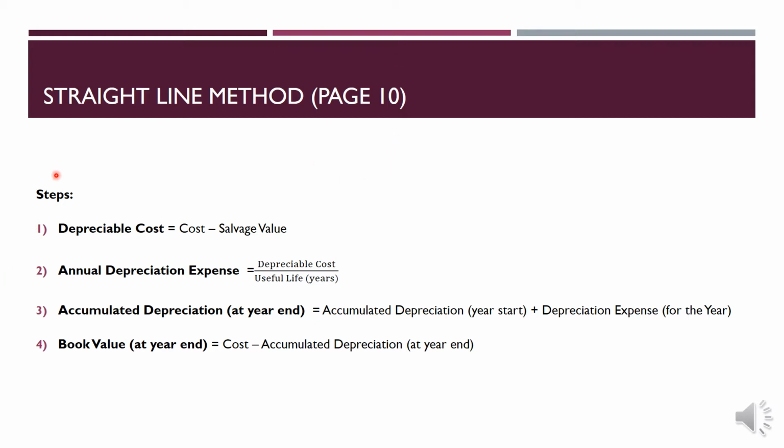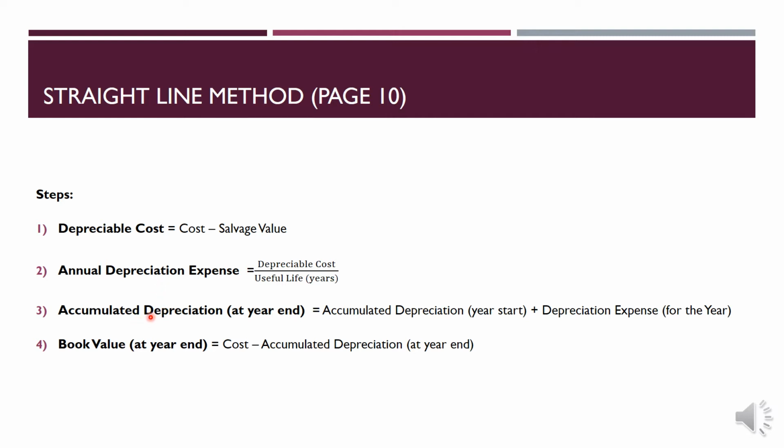We usually have 4 different steps in order to calculate this depreciation, and the first step is the depreciable cost, and it's the cost minus salvage value. After that, we need to calculate the annual depreciation expense, which is the depreciable cost, which is found on step 1, divided by the useful life, of course in years.